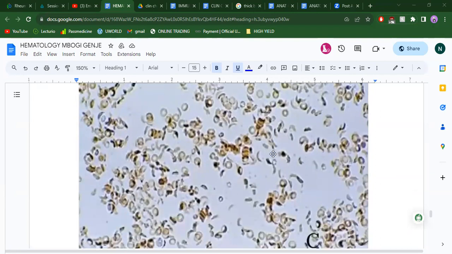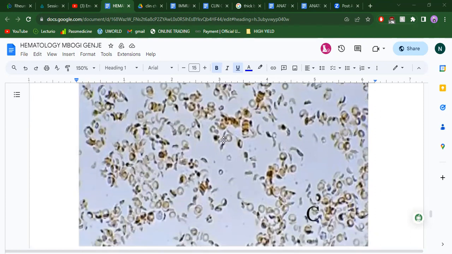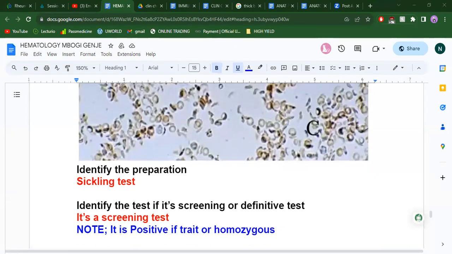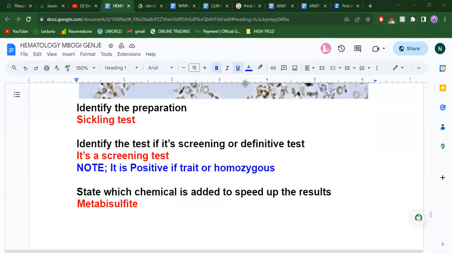And then they usually ask which chemical is added to speed up the results. What is SDS? I don't know what SDS is. The name of the chemical is metabisulfite. I don't know what SDS is unless you can tell us that. Sickle cell, what? Sickle disease, I don't know.